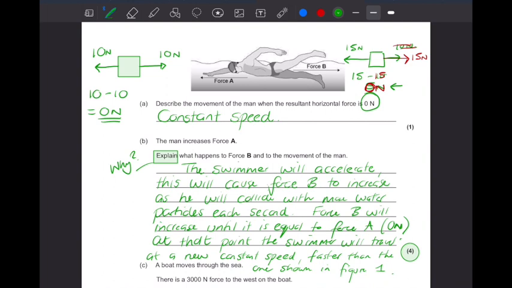Swimmer will accelerate. This will cause force B to increase. So we've talked about what will happen to force B. Have we said why? This is because he will collide with more particles each second. So that is why. So therefore force B will increase until it's equal to force A.